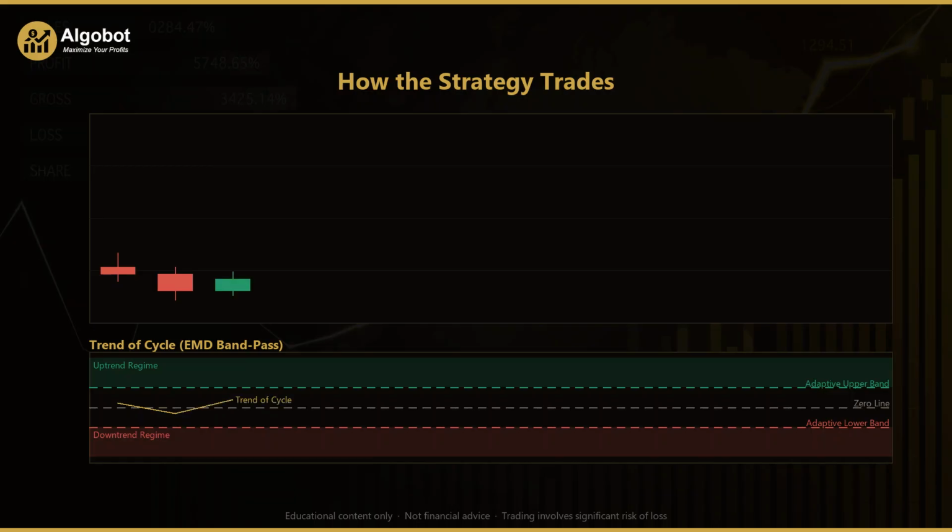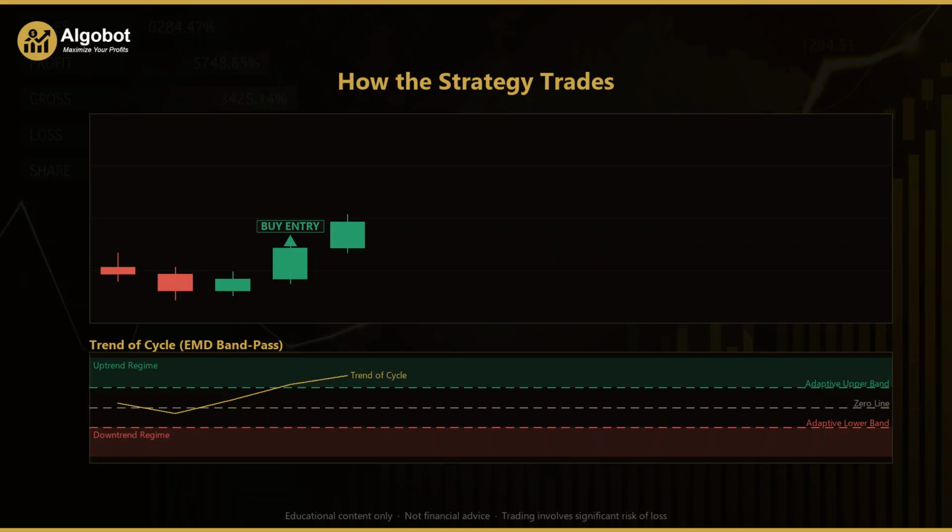to life. In the lower panel, you can see the indicator this strategy is built on. The trend of cycle, the gold line, derived from Ehlers bandpass filter. It oscillates around the 0 line in the middle. Above 0, you see the dashed adaptive upper band, and below 0, the dashed adaptive lower band. Remember, those bands are not fixed.